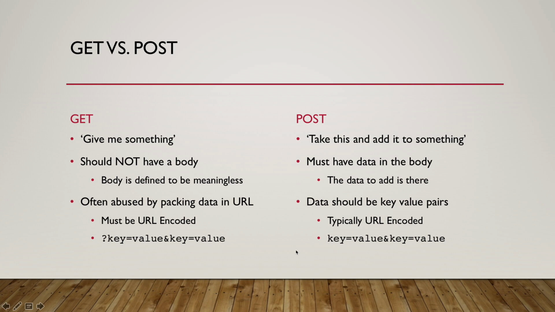So the differences here are subtle. The verb itself, I think, is pretty obvious what you're doing. GET should basically just be getting something back, and data should not be sent along in the body. It has to be encoded in the URL. POST is giving it something, saying, here, do something with this. And so there should be data in the body, and both of them like to use URL encoding, which looks like this, key value pairs.